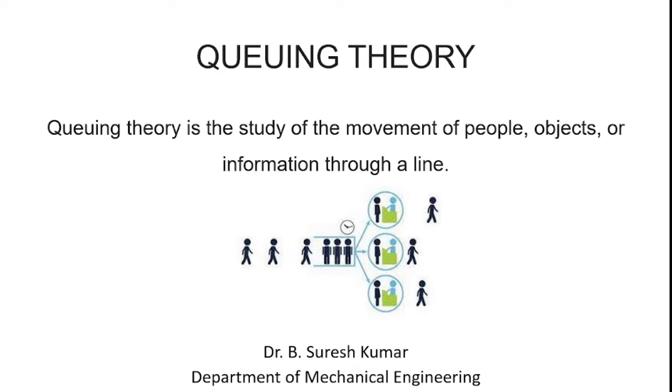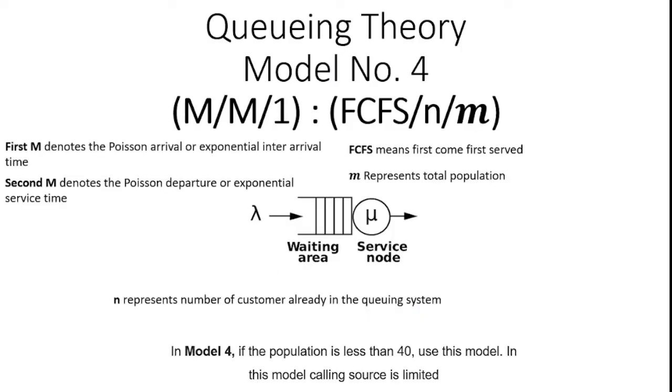And also we should estimate the probability of arrival time and the probability of servicing time. Likewise we can estimate through this queuing theory. So the queuing theory has different models. Today we will discuss model number 4.